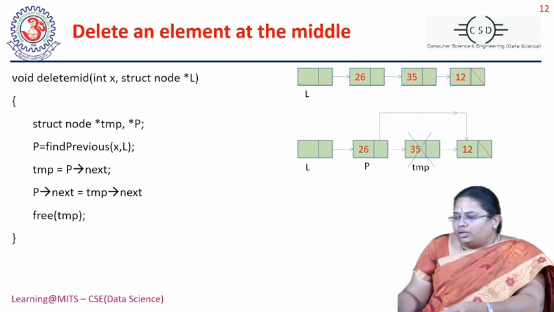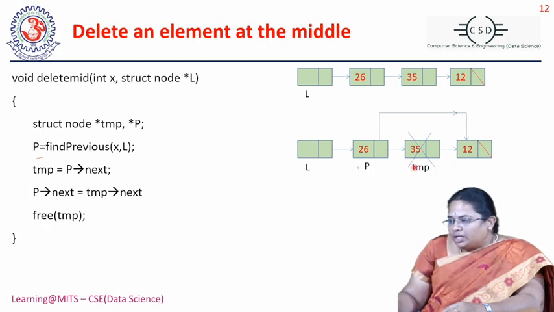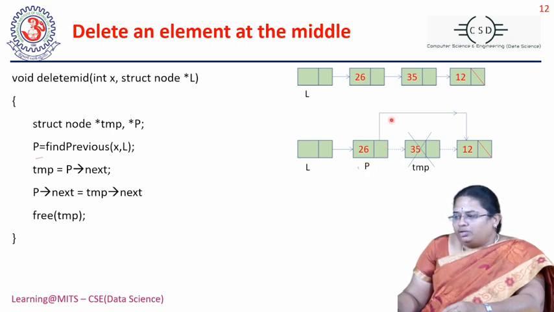Now P's next node is the node to be deleted. I am storing that node in the name of temp equal to P next. This is P, so this will be P next. That is saved in the name of temp, right? And then P next is equal to temp next. See here, I have to bypass these two links, and the next field of P should point to the node next to temp, right? So it has to bypass this node. This is temp, and this node's address will be in temp next.